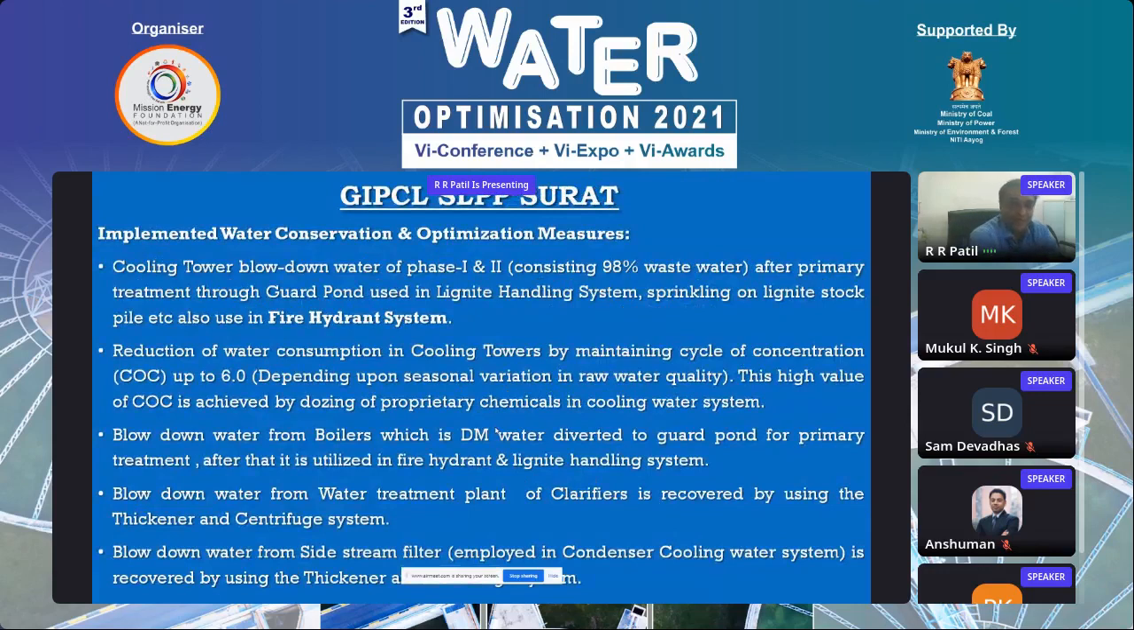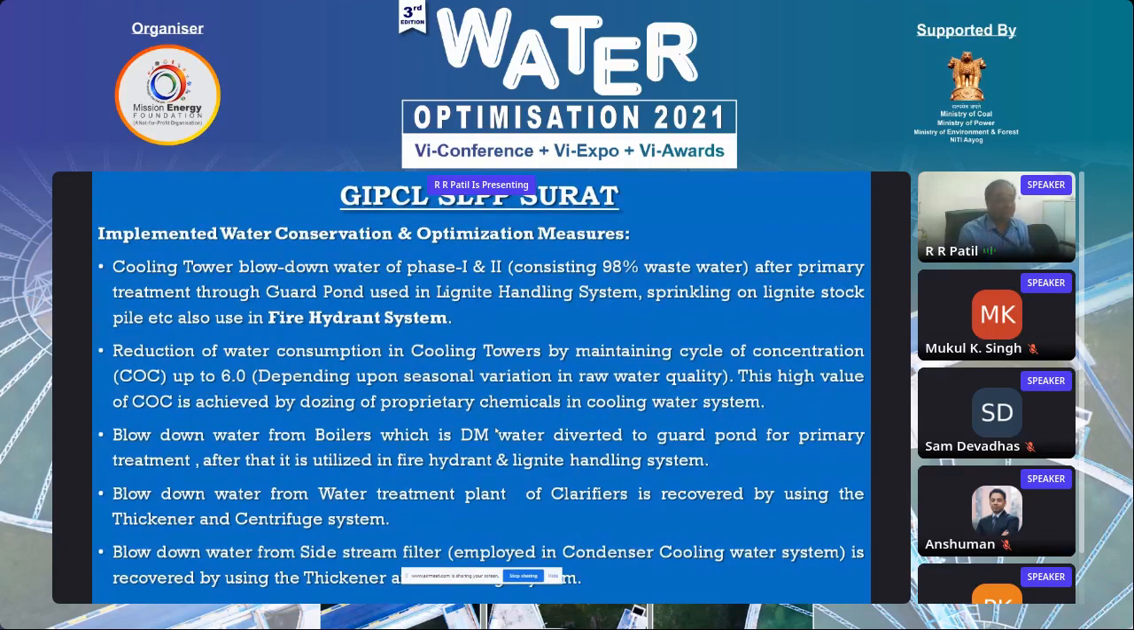What are the practices adopted in our plant? Cooling tower blowdown water of phase 1 generates about 98%. We adopt primary treatment through the guard pond, and it is utilized in the lignite handling system, sprinkling on the lignite stock pile, and also in the fire hydrant system.